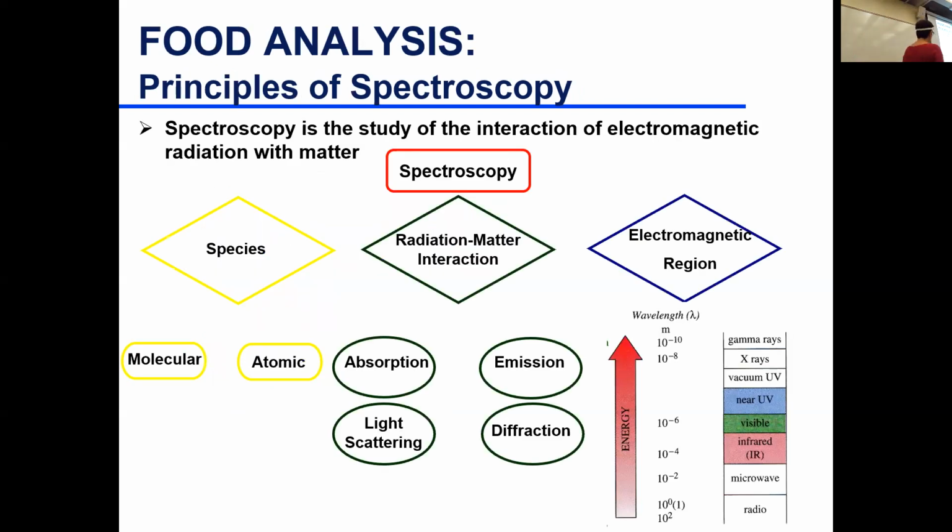Okay, so spectroscopy basically is a study that looks at interactions of matter and light, electromagnetic radiation. So the interaction happens in so many different ways. But first, what's the matter? The matter can be different species. So either it's a molecule or it's an atom.